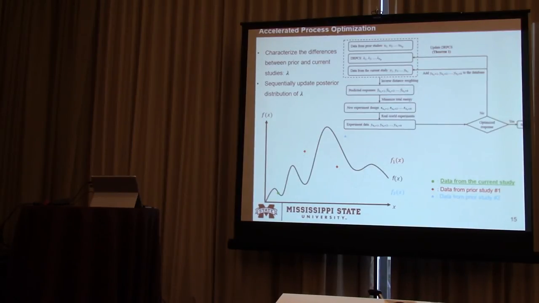After applying a modified version of sequential minimum energy design methodologies, we collect data from the current study and use them to update the posterior distribution of lambda. So schematically, the prior data move toward the black curve, and eventually we are able to find the highest density with very few experimental runs because we are leveraging prior information.